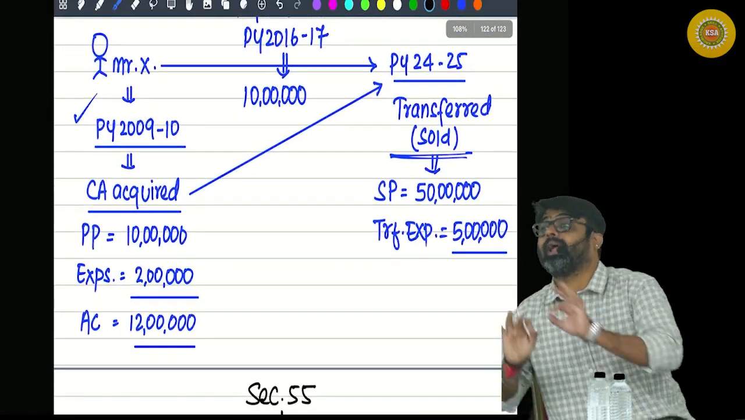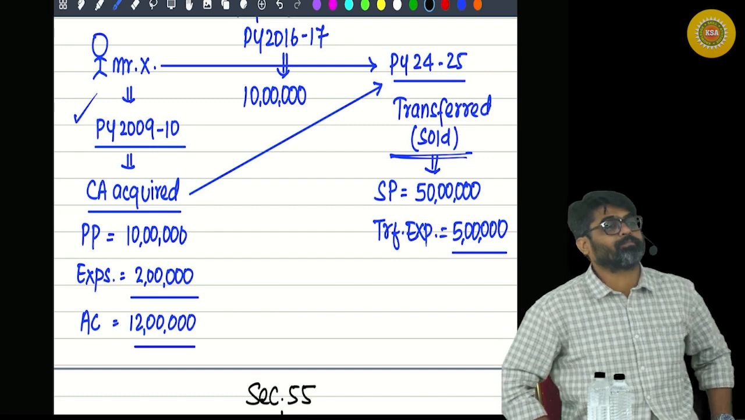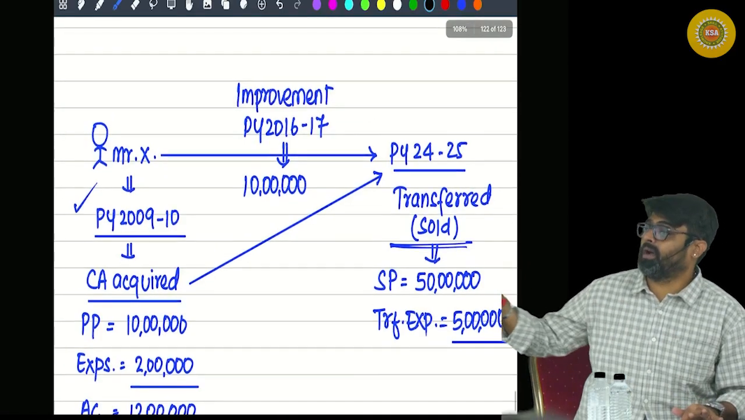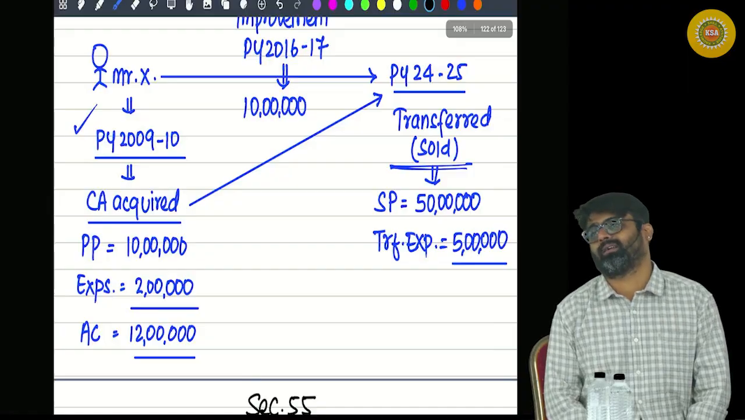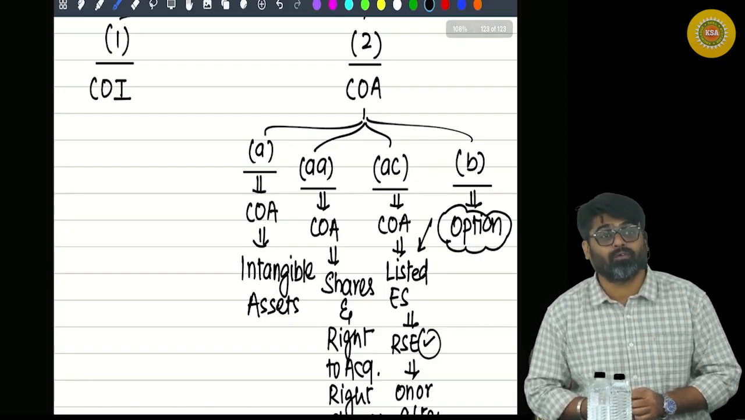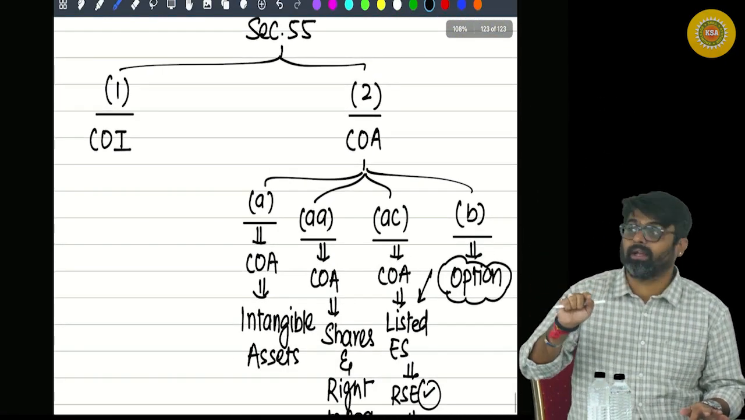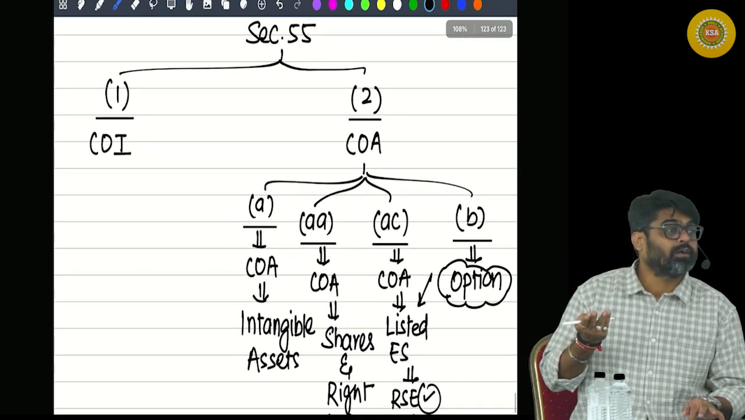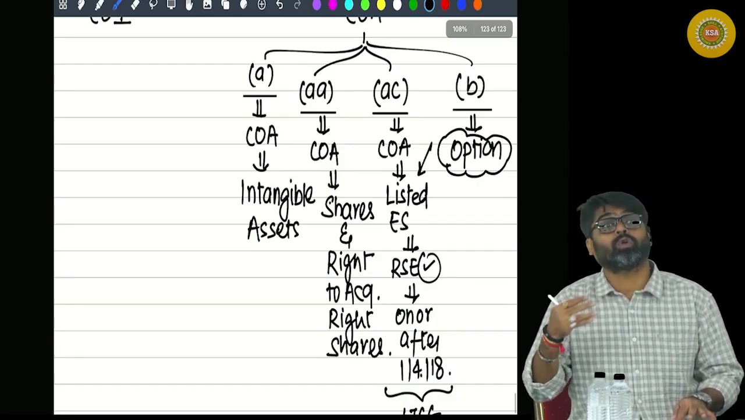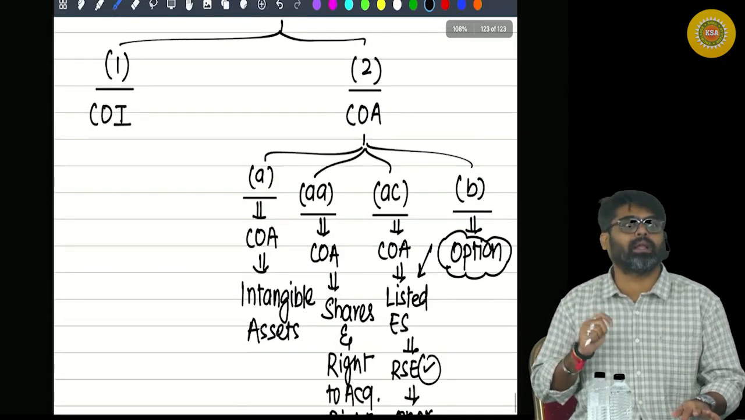I'll simplify it more. Every time, whenever you transfer your capital asset, what will be your cost of acquisition? Keep it simple. Actual cost. Simple, no? But if the capital asset is covered by 55(2)(a), what will be the cost of acquisition? Not actual cost, but the amount given in 55(2)(a). What if the capital asset is shares or right to acquire right shares? Then will you take actual cost? No. 55(2)(aa). Yes or no?